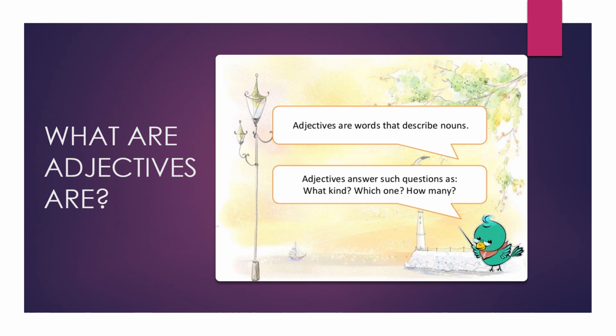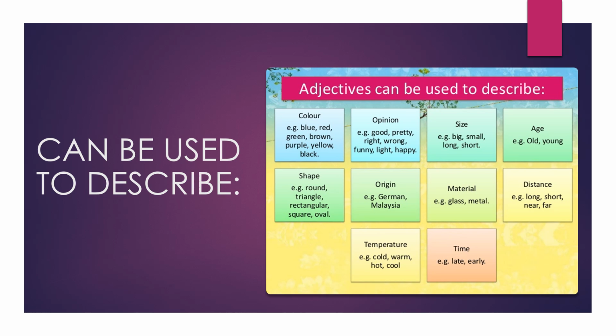Now adjectives, having said that, these describe nouns, will be the words that give you answers to questions like what kind, which one, and how many. To sum up, adjectives can be used to describe a lot of things. A lot of things like color, opinion, size, age, shape, origin, material, distance, temperature, and time.